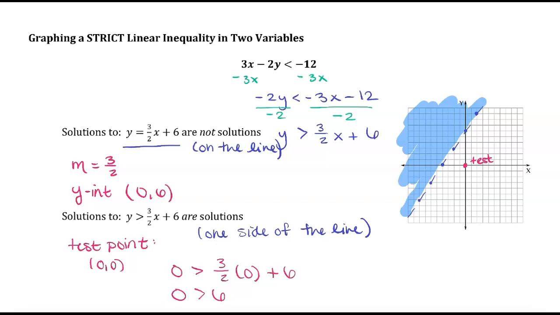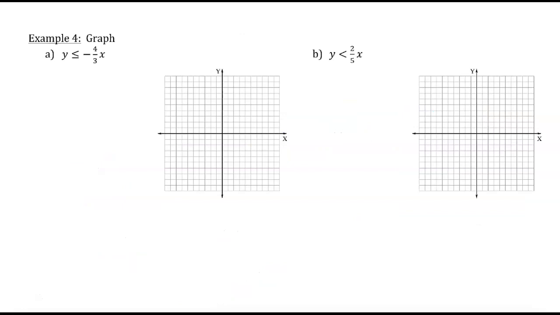Let's skip to example 4. In example 4, part A, we have y is less than or equal to negative 4/3 x. The first thing to ask ourselves is, should the line be dashed or solid? Since our inequality is a less than or equal to, we want to draw a solid line. That is, ordered pairs on the line are part of the solution set. Our line will be y equals negative 4/3 x.